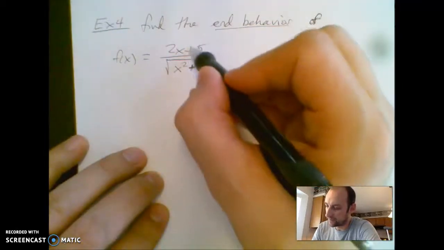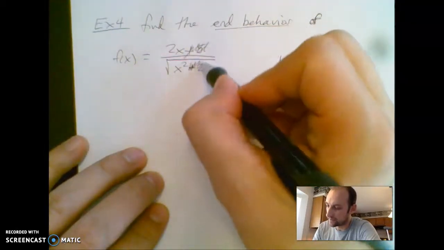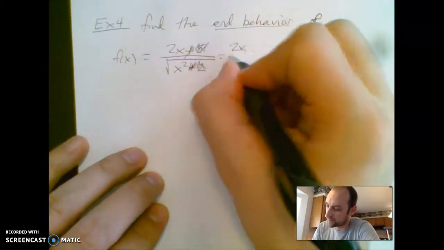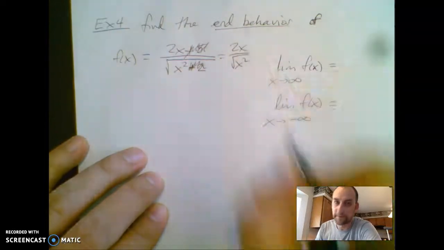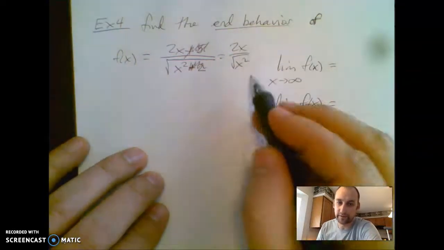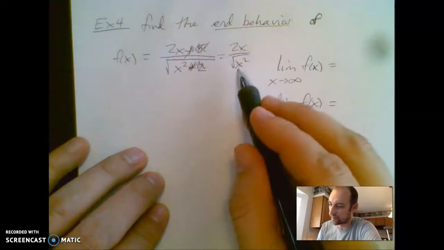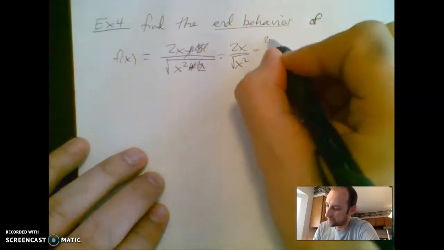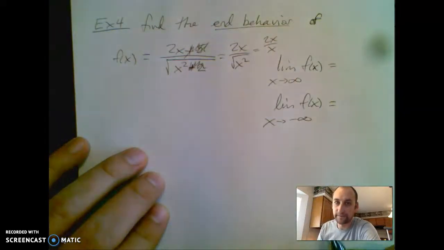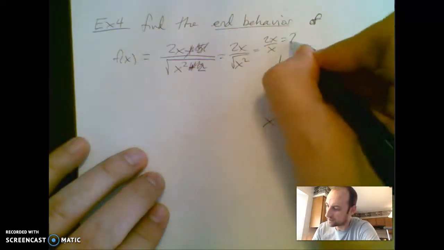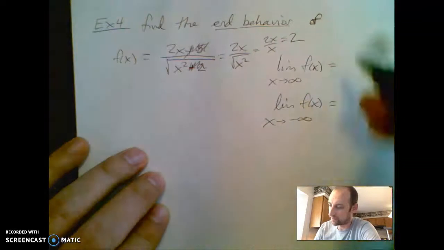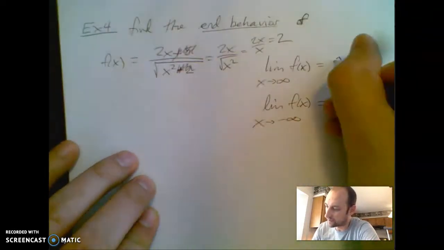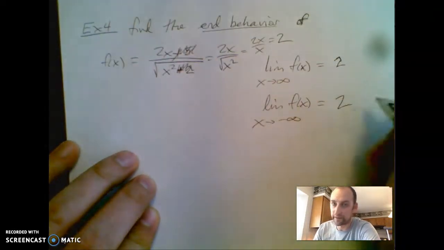So first of all, you are allowed to ignore this and ignore this, and you're left with 2x over radical x squared, which at first the radical was a problem, but can you take the square root of a variable squared? Sure. This behaves like 2x over x, which reduces to be 2. But be careful, if you just wrote a 2 in both these, you'd get it wrong. Well, you get one of them wrong.